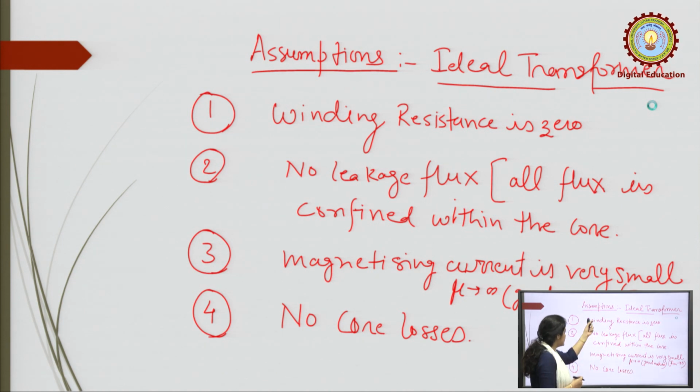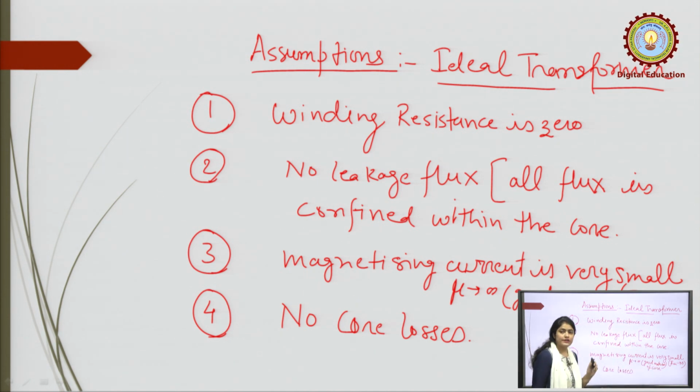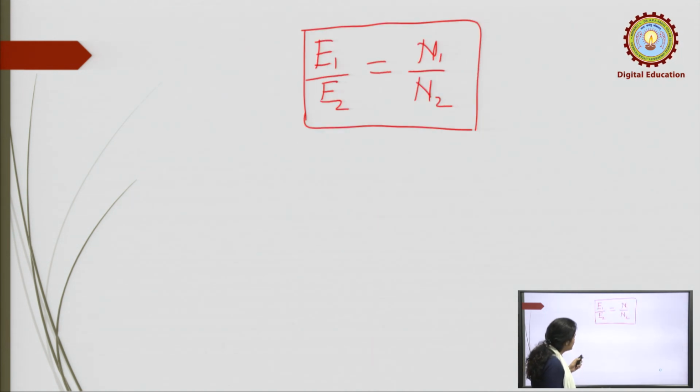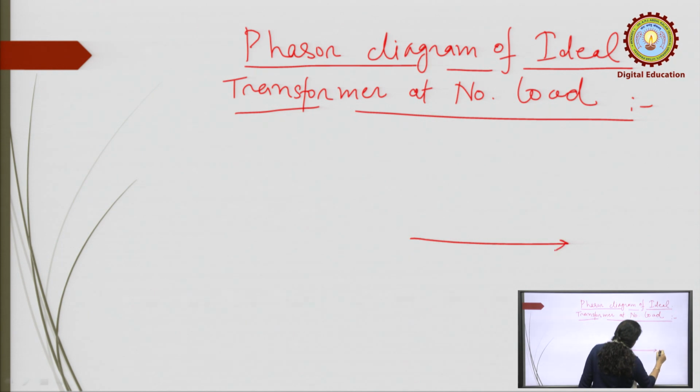You have assumed the following: the winding has no resistance, there is no leakage flux, that means all flux is confined within the core. Third, the magnetizing current is very small, vanishingly zero, because you have taken good core material. And there is no core loss in the material. So, for that you have taken the reference flux phi m sin omega t. To draw the phasor diagram, first you take the reference flux. Suppose this is phi.